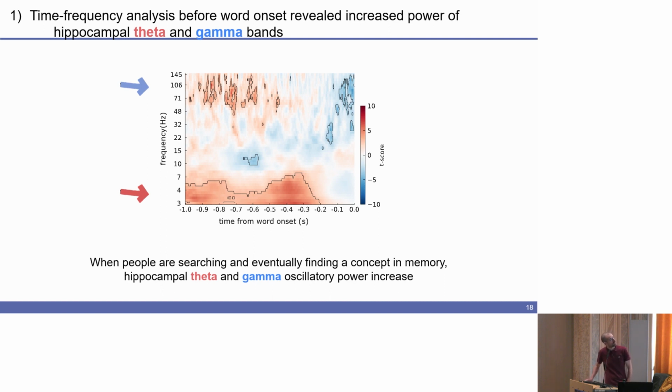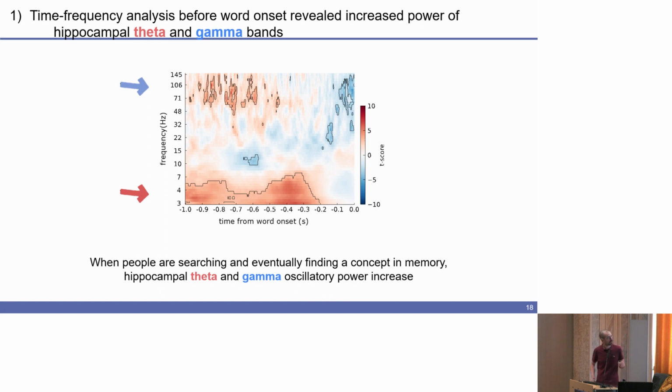But also, we found an increase in gamma power, highlighted there by the blue arrow, in between around 48 hertz and 145 hertz, and in the first 500 milliseconds of this time window. So this tells us that when people are searching and eventually finding a concept in their memory, their hippocampal theta and gamma oscillatory power increases.